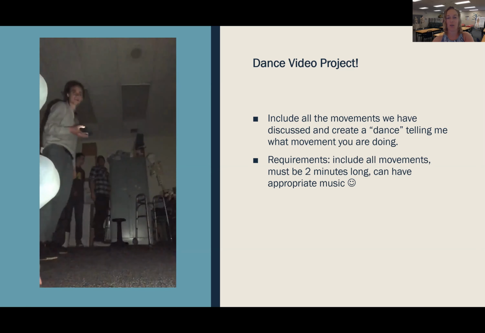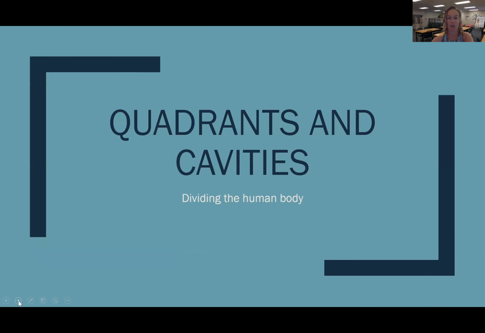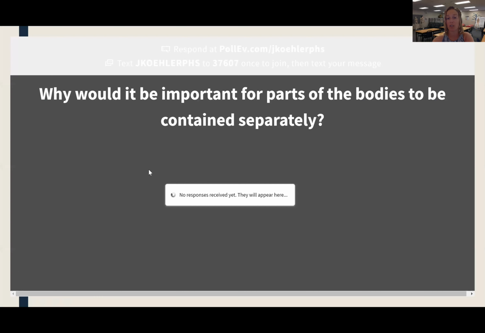Okay, we're going to go over quadrants and cavities quickly, and probably go over this again tomorrow, okay? So quadrants and cavities, why would it be important for parts of the body to be contained separately? Because if you have an infection, you don't want it to travel throughout the body. You want to try to keep it contained as best you can. So that's why we have our different cavities of the body.